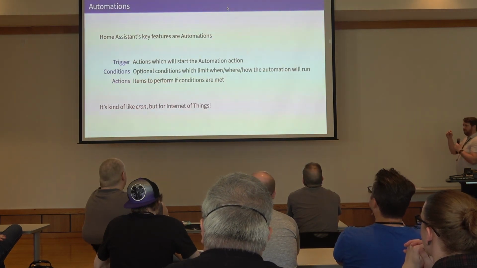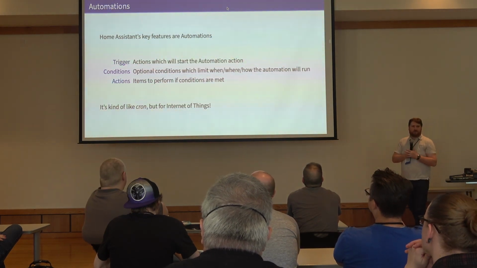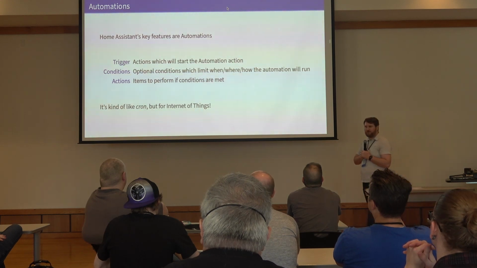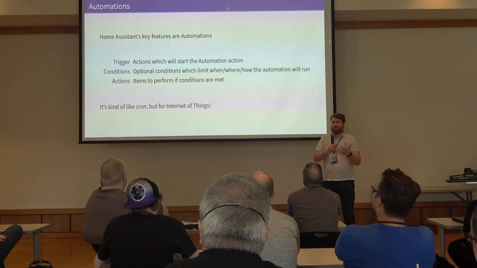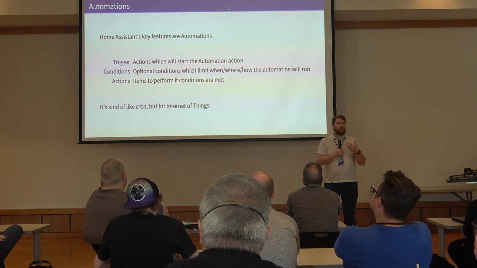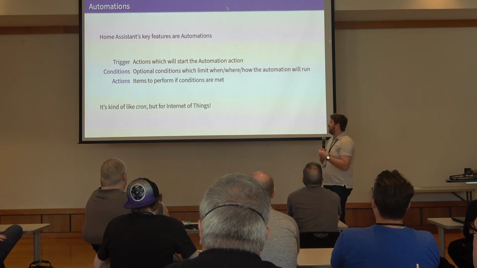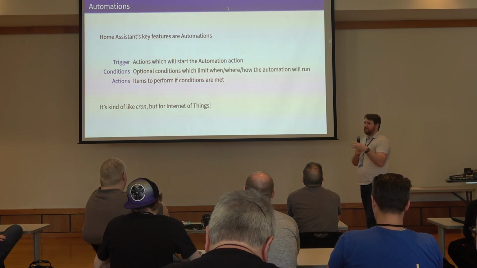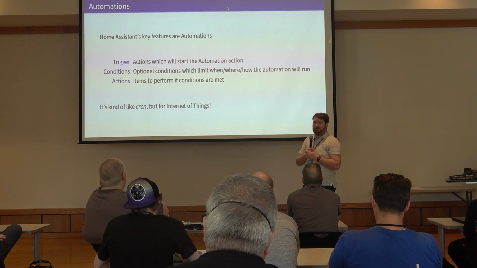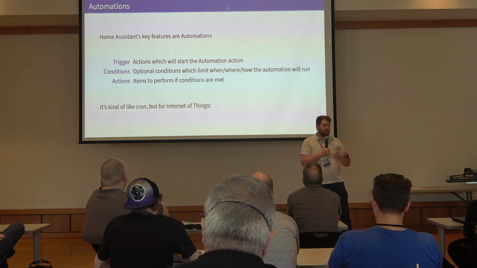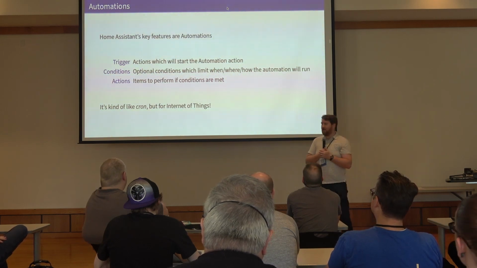And automations, these are the fun part. This is more or less the fun part of Home Assistant. It's really where all the action happens. They really break it down into three different categories. You have a trigger, which is something that starts your automation. If your battery level goes below a certain threshold, if motion is detected, or if somebody rings your doorbell.